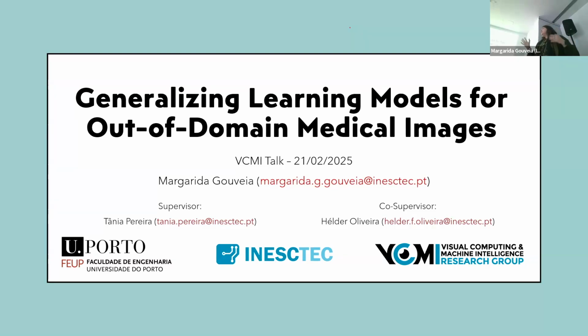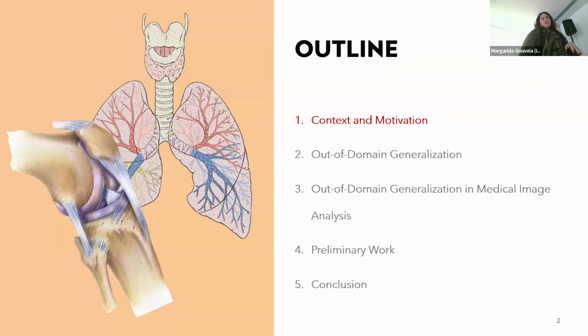So basically, I will present some part of what I did in my defense of my thesis plan, and also present part of the preliminary work that I developed after that. Starting with the name of my thesis plan and my PhD topic for now: generalizing learning models for out-of-domain medical images. So, starting with a brief context and motivation.